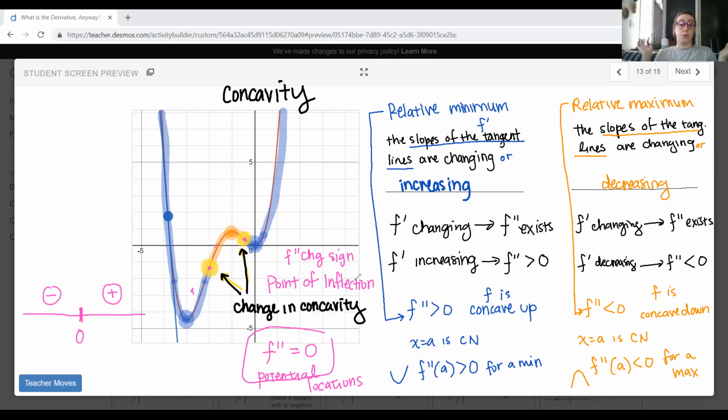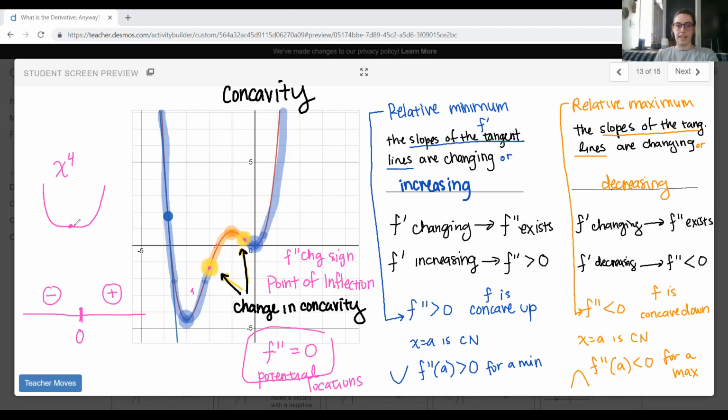it's probably just a really, really flat part of the function. Like maybe you have x to the 4th, that flattens out at 0. But we can see that it doesn't change concavity because all of this is concave up, right? So you could have situations where the second derivative shows up as 0, but it's not really a point of inflection. It was just really, really flat.